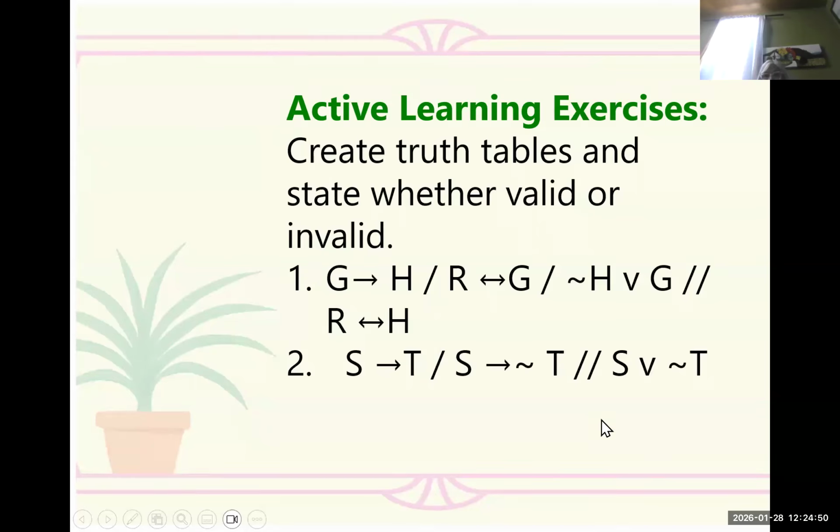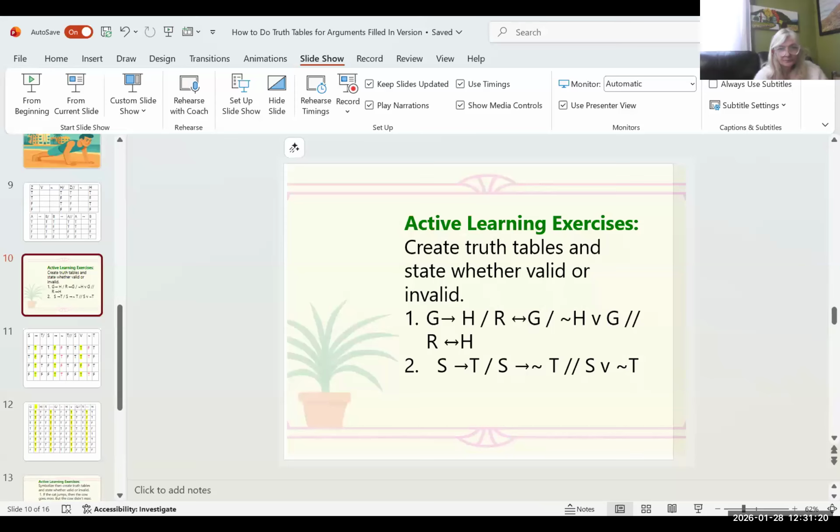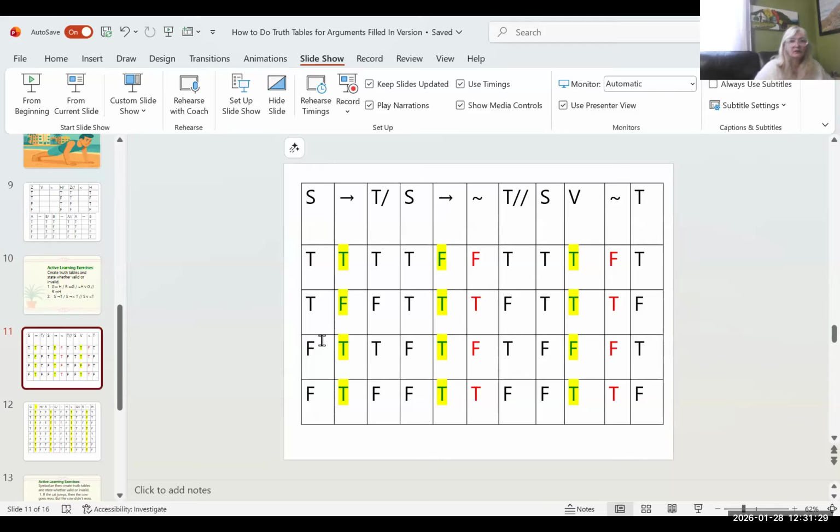So two more arguments for you to do. You might want to pause it, write these out, and then you're going to fill these in. So first this version. We're going to pause for a second. I'm going to fill this in. Okay, so we're going to do the second one first. It's a little easier.